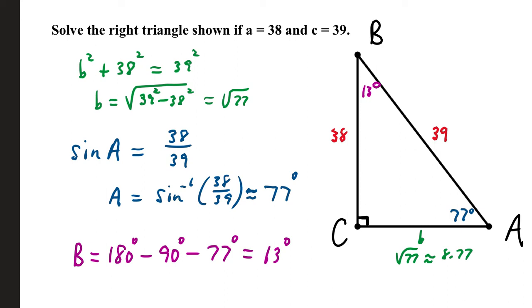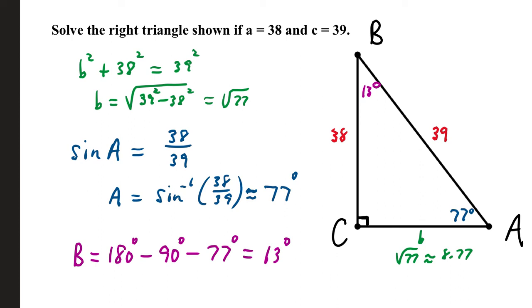Now, since 38 and 39 are not rounded numbers, they're pretty good to use. You won't lose any accuracy due to rounding. B squared, which is opposite of angle B, side B squared plus 38 squared has to equal 39 squared. So in the green ink, I've set this up with Pythagorean theorem. Subtract 38 squared from both sides and take the square root, and you'll find the length of side B to be square root of 77, which is an exact number, but if you had to approximate it, it'll be 8.77.